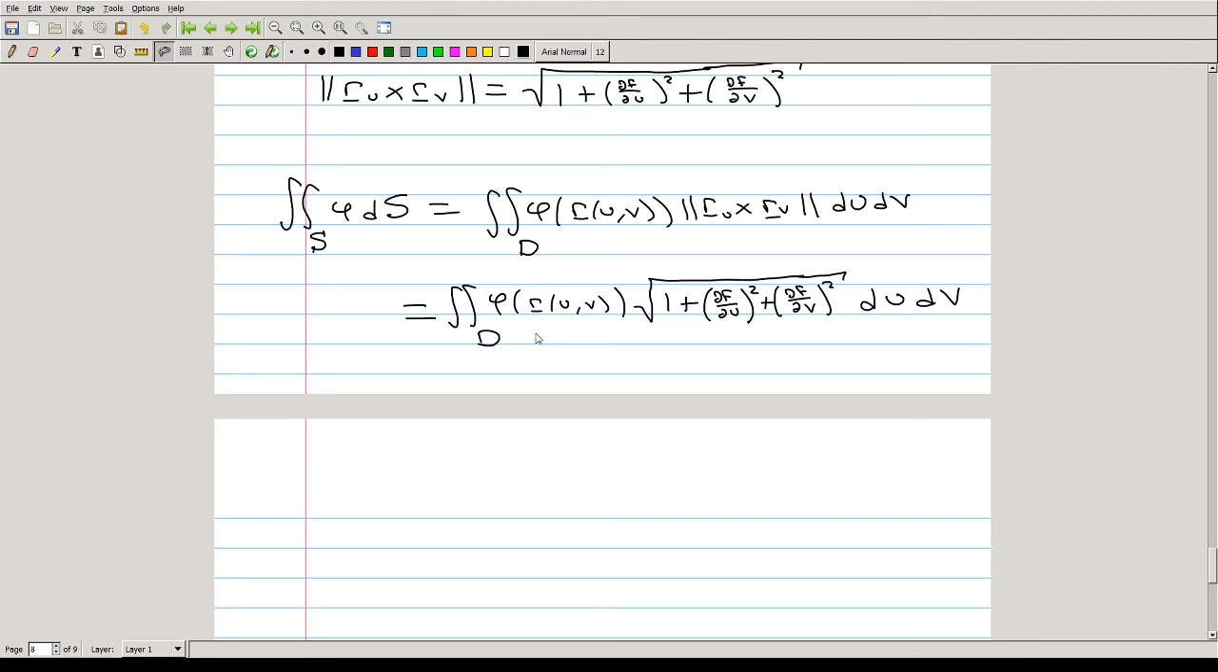But the point here is that this is a very, very useful formula for problems that can be written, and surfaces that can be written like this. And it does greatly simplify the process of going through and calculating. So for instance, let's consider the following example.